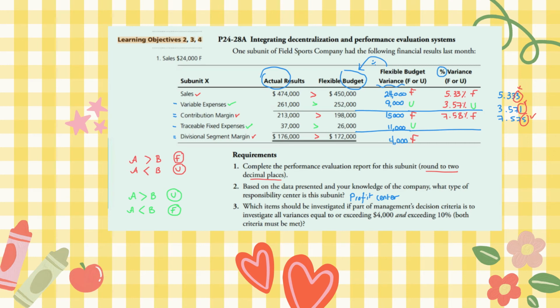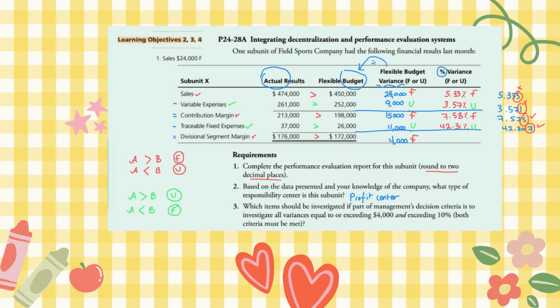Now for the fixed expenses, I need to divide 11,000 by 26. Then I need to multiply my answer with 100. It's 42.307. I need to round it to 2 decimal places, so I'm gonna look at the third number. Is it 5 or greater than 5? Yes. So I need to add 1 to the 0, so it's gonna be 42.31%, and it is unfavorable.